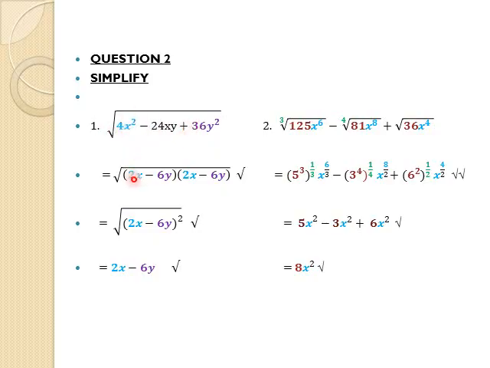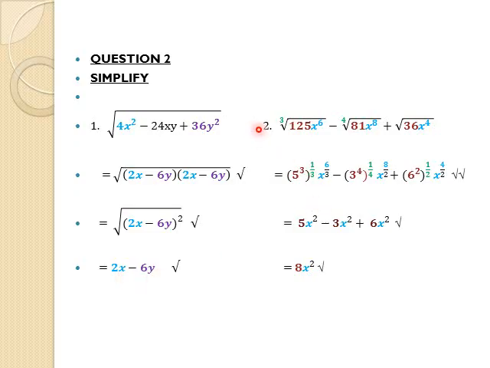4x squared would be 2x times 2x, giving me 4x squared. 36y squared is simply negative 6y times negative 6y, which gives me 36y squared. And there, minus 6 times 2 gives minus 12, and this minus 12 would give me negative 24. Because the brackets are the same, now I can write them as 2x minus 6y all squared. Then this squared and the square root cancel, so my final answer simply stays 2x minus 6y.